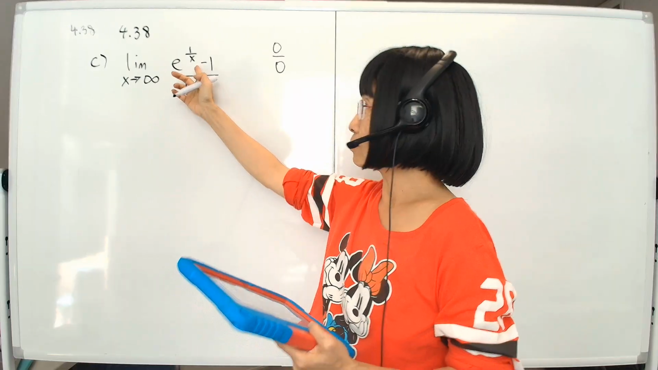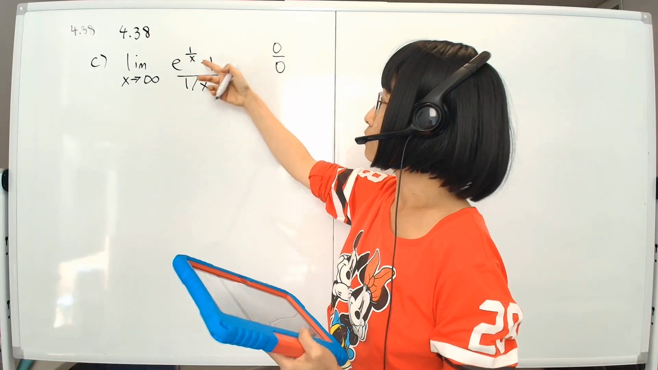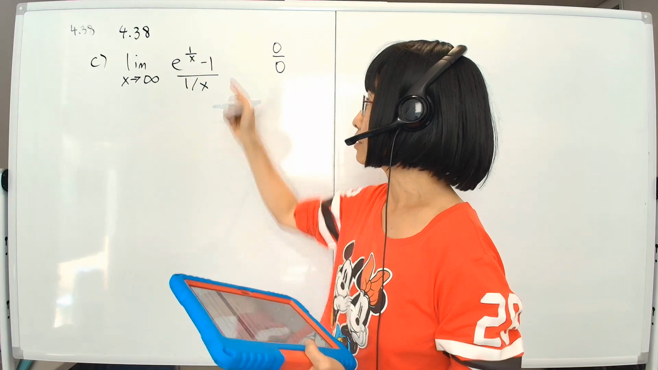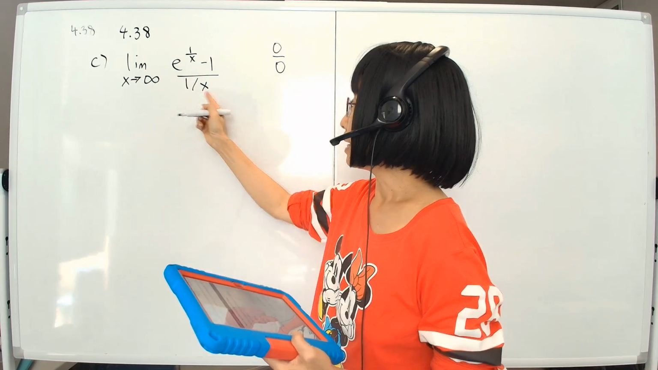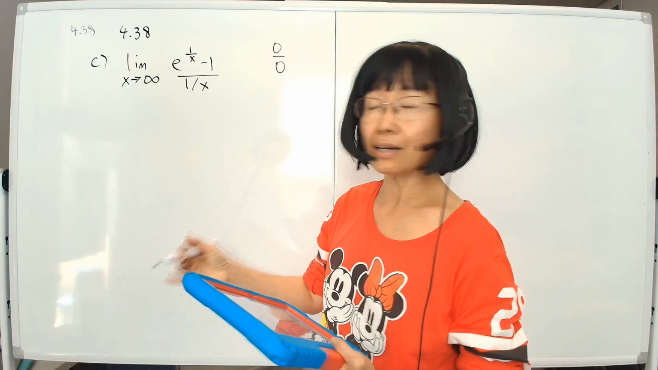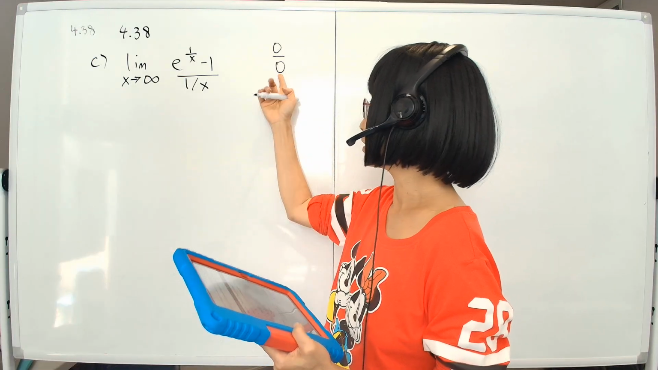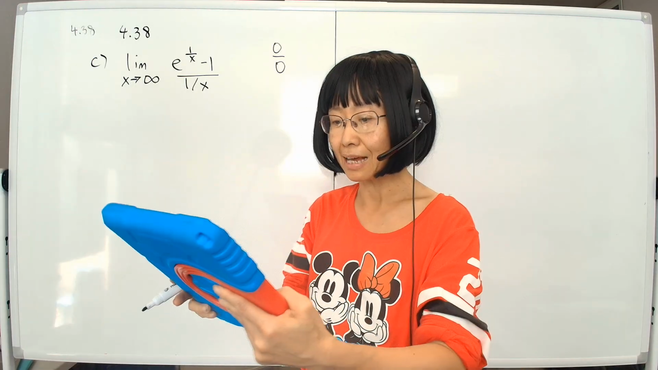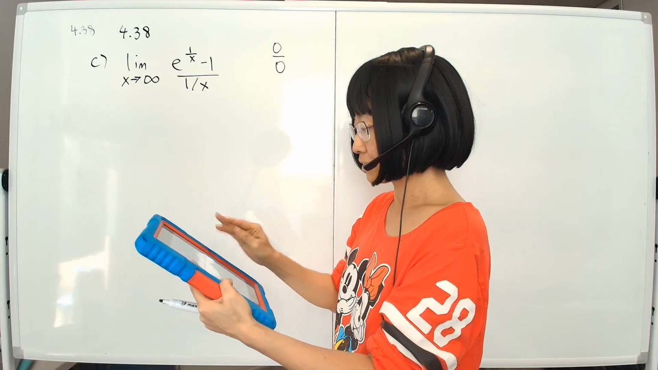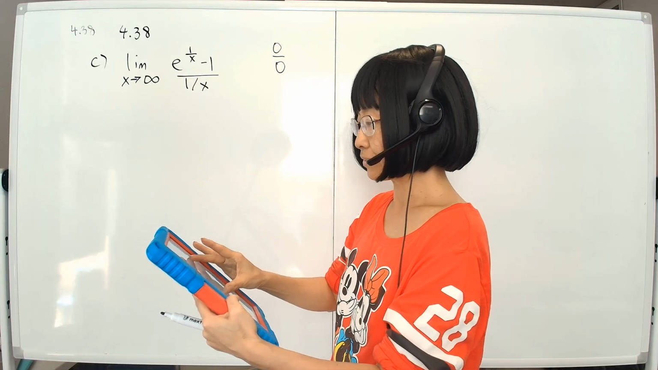As x goes to infinity, 1 over x goes to 0, e to the power 0 is 1. 1 minus 1 is 0. So the top equals 0. Again, as x approaches infinity, 1 over x is going to go to 0. So 0 again. So it does fit the L'Hopital's requirement. So having said that, let's take the derivative.